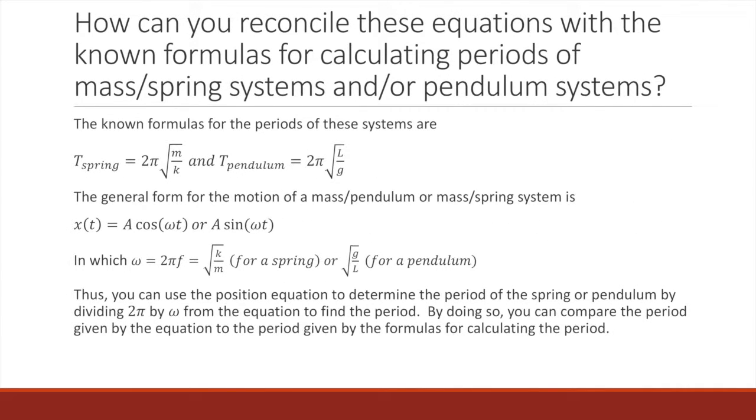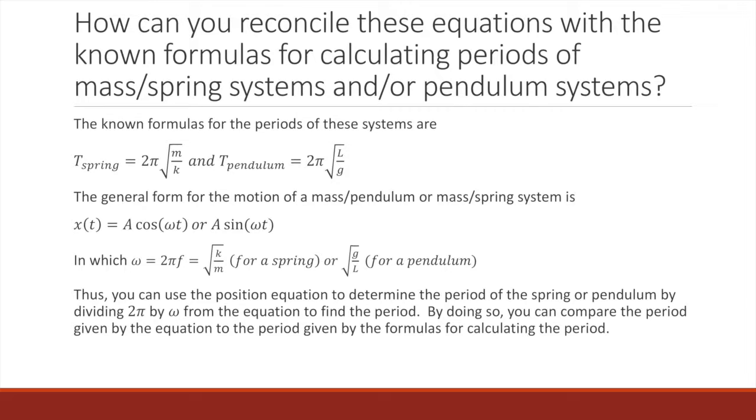How can you reconcile these equations with the known formulas for calculating periods of mass spring or mass pendulum systems? The known formula for the period of a spring is 2 pi times the square root of m over k, and the formula for the period of a pendulum is 2 pi times the square root of L over g. The general form for the motion of a mass pendulum or a mass spring system is x of t equals a cosine omega t or a sine omega t, in which omega is the square root of k over m for a spring or the square root of g over L for a pendulum.